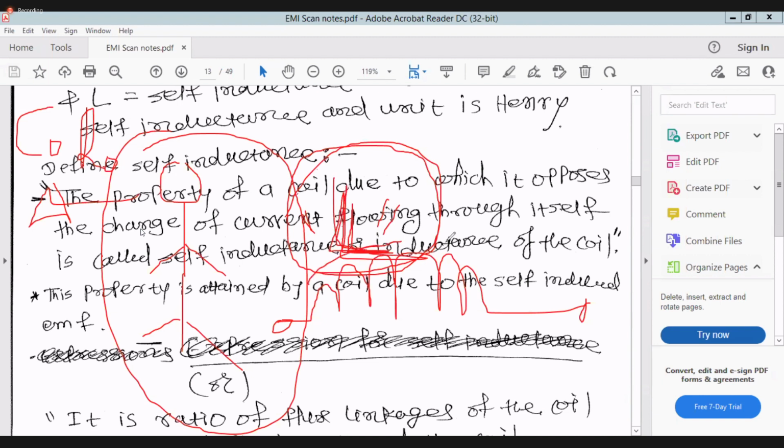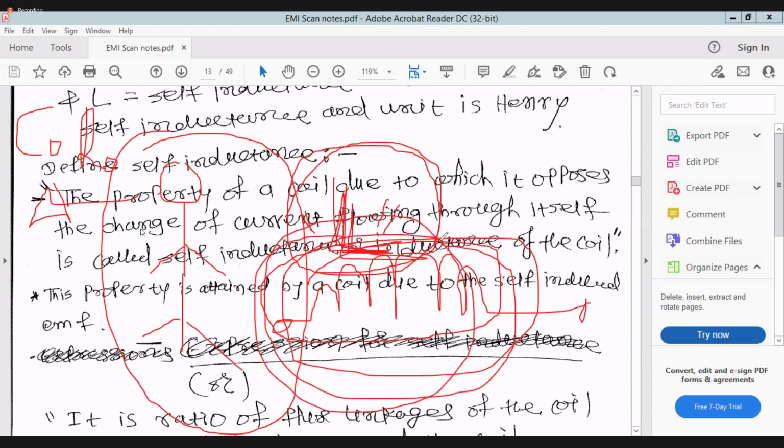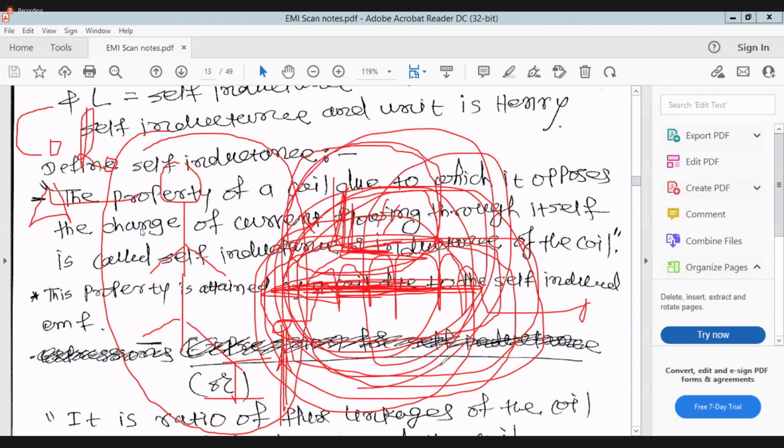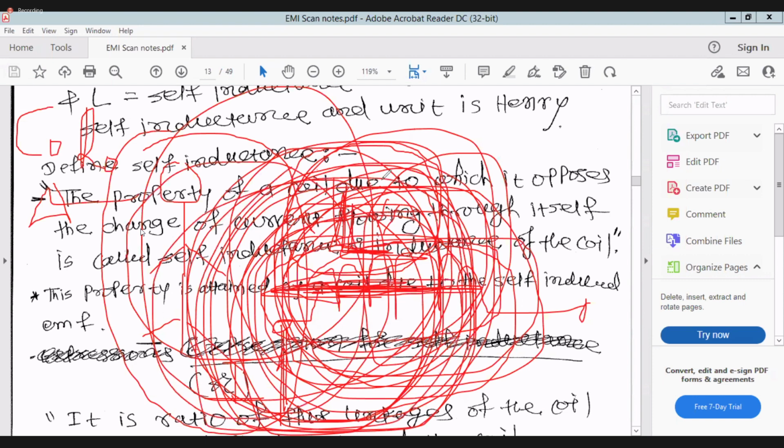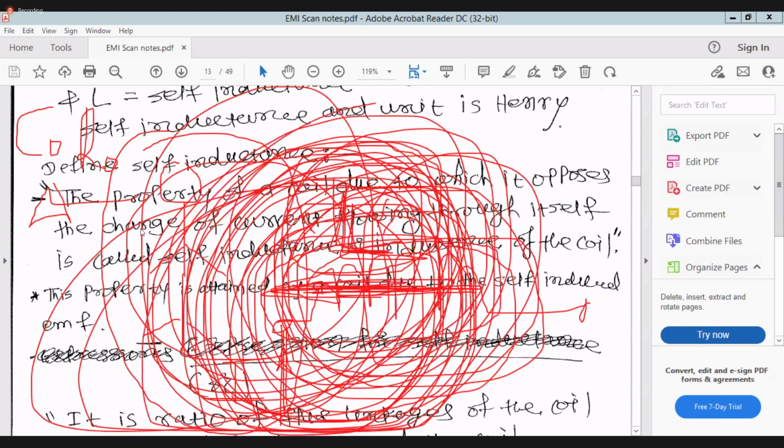It is a property of this coil to oppose the change of current in the coil. Why does this opposition occur? Due to the presence of the self-induced EMF in the coil, and this self-induced EMF is in the opposite direction of the supply current. So new current will not enter this coil as long as its effect is in the opposite direction. This property of the coil is called the coefficient of self-induced EMF, or self-inductance. Clear this point? Definition of 2 marks.